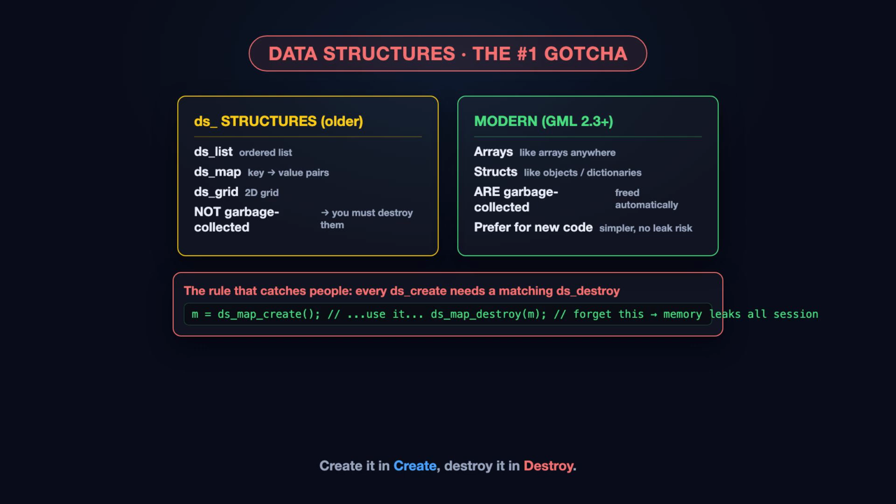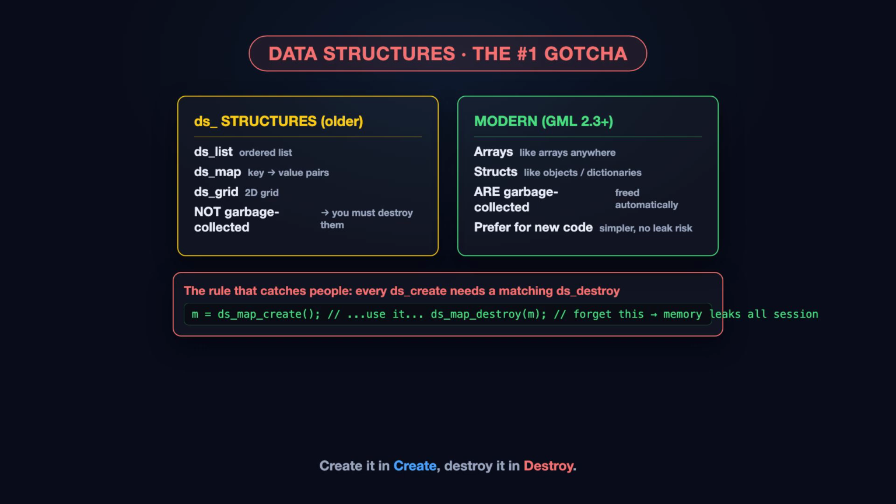Create a ds_list every step without destroying the old one and you will slowly eat all the memory until the game dies. The rule to say out loud: every ds_create needs a matching ds_destroy. Create it in the create event, destroy it in the destroy event.